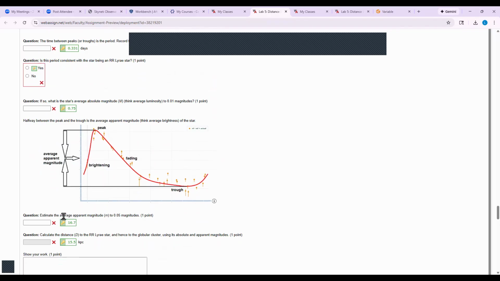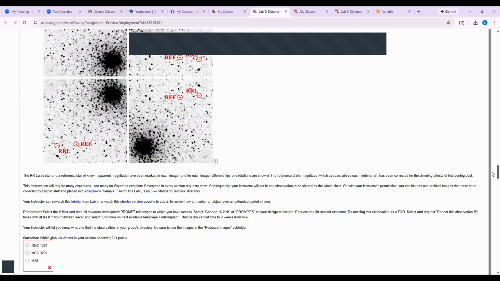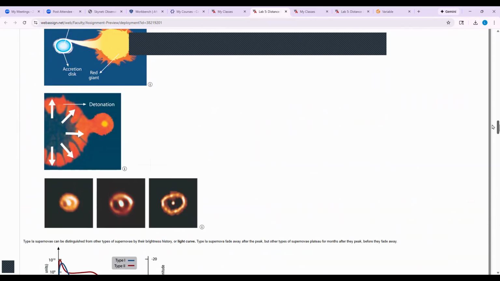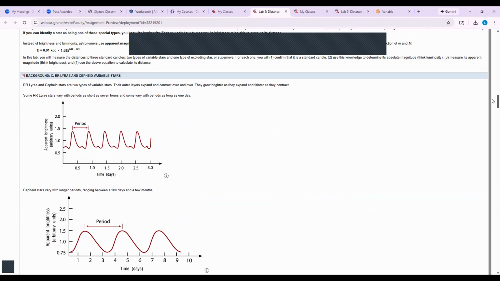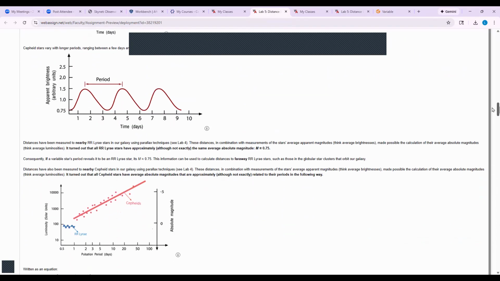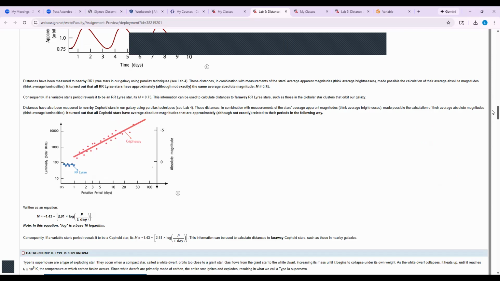And the next question, estimate the average apparent magnitude m. That is, you're going to calculate based on the formula that we had here. Let me show you again, RR Lyrae here. Yes, we have a period. When you have a period, this is for the Cepheid.